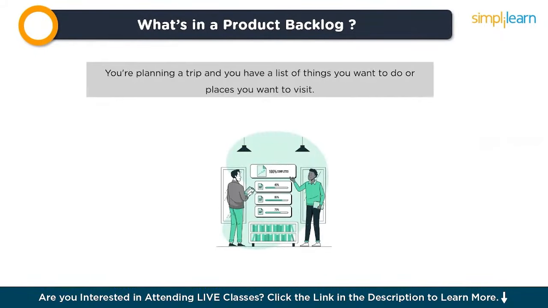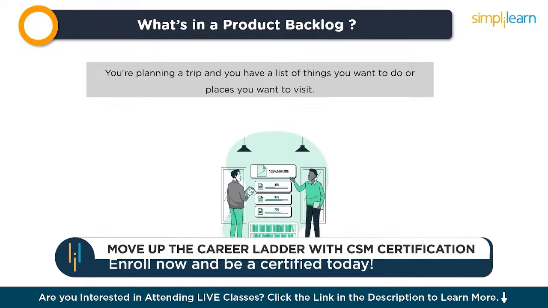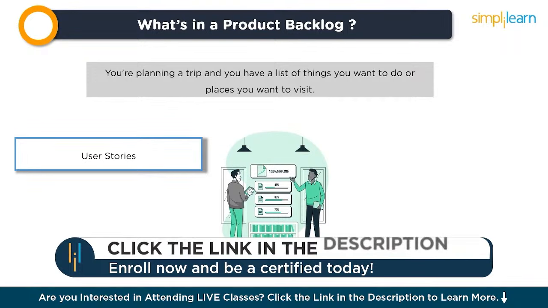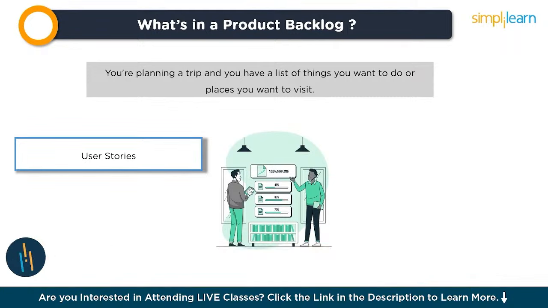Alright, now let's understand: what's in a product backlog? A product backlog serves as a comprehensive checklist for a project team, outlining all the tasks required to enhance the product's quality. It encompasses various elements: user stories, brief narratives detailing desired features from the perspective of the end user, structured as: as a type of user, I want an action so that a benefit value.